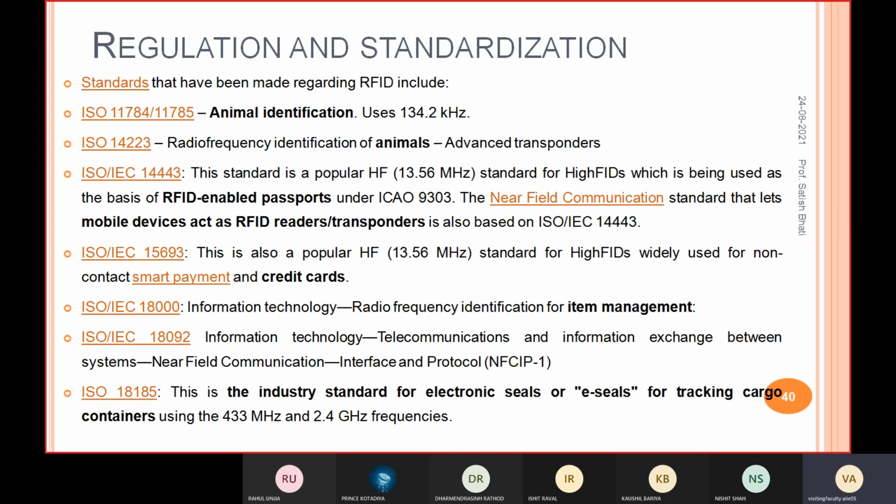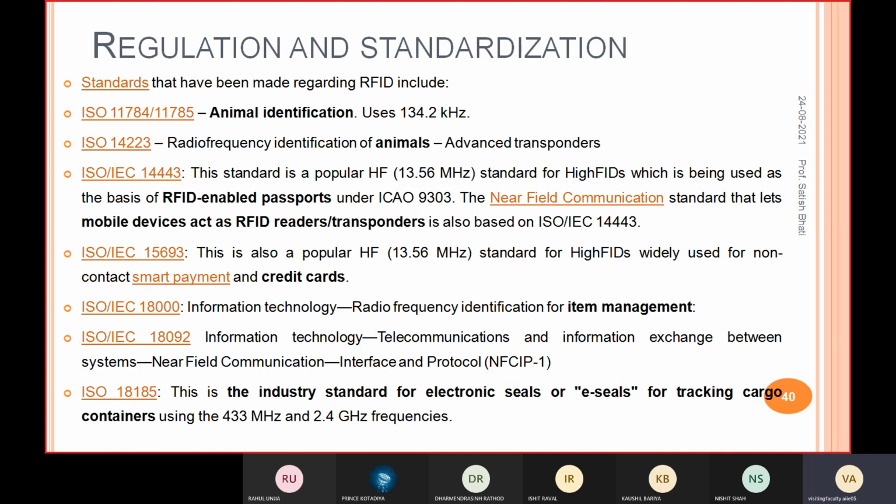Likewise, ISO 14223 is radio frequency identification again for animals, and it will use some advanced transponders. Transponders means transmitter and receiver, right? Once they give a standard, after some interval, research is going on, so they will include some technology, they will improve, they will upgrade. That way they are giving different names.